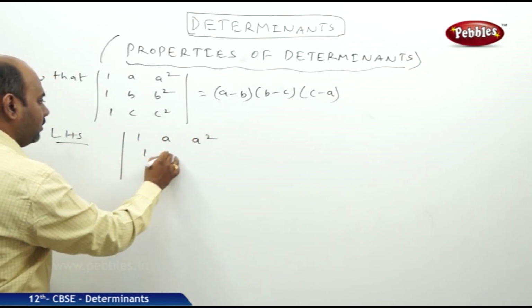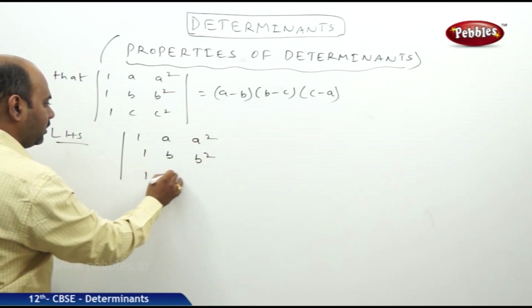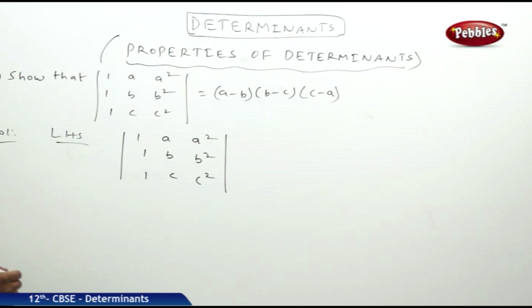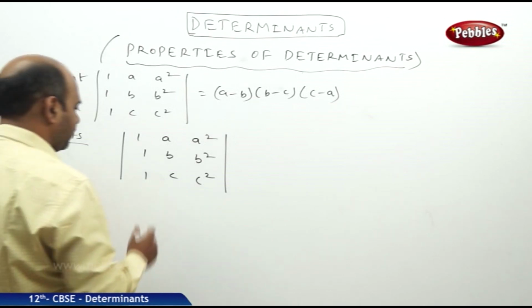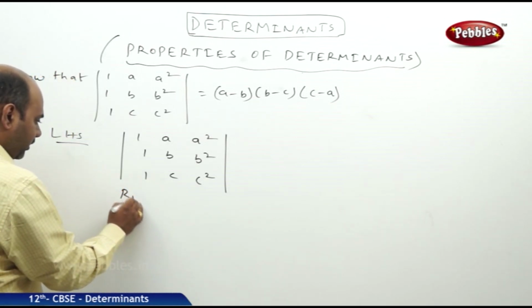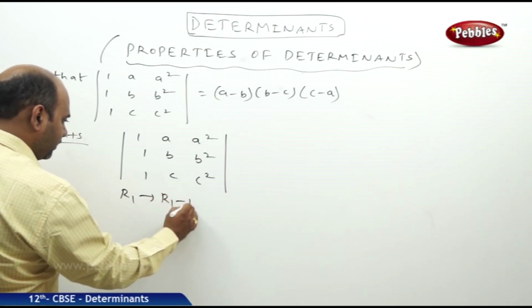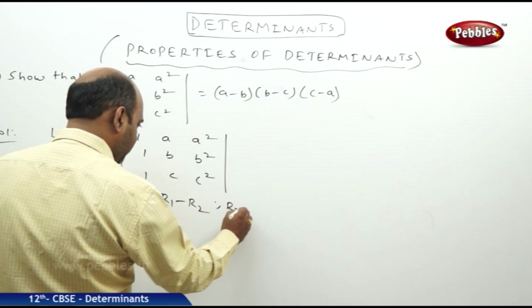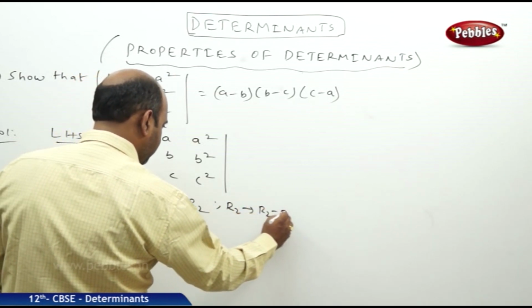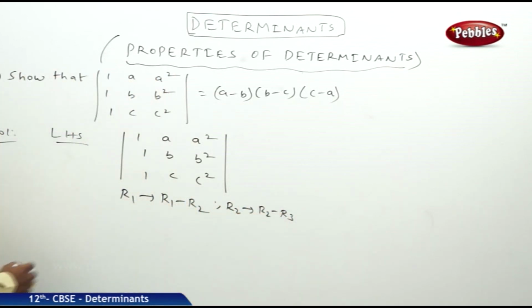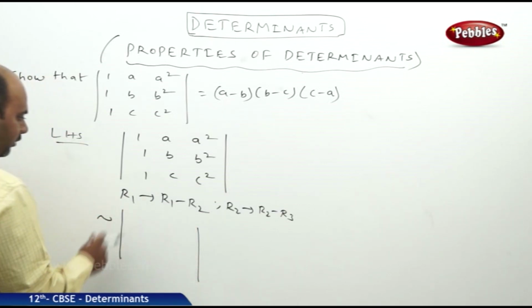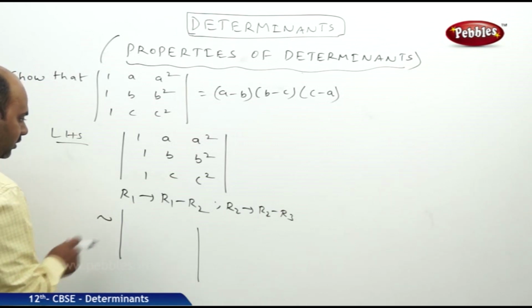1a square, 1b square, 1c square. I want to show it as (a minus b) into (b minus c) into (c minus a). What I will be doing means R1 implies R1 minus R2 and R2 implies R2 minus R3. That means I will be finding out the new determinant where I should use these particular operations.